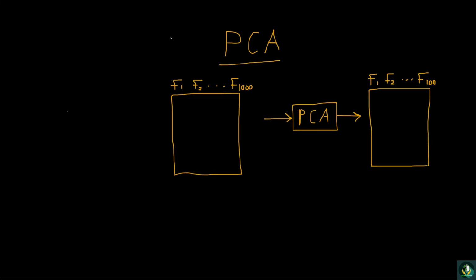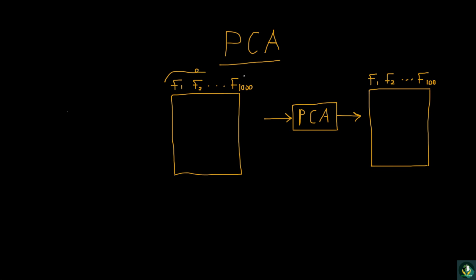Hi, in this lecture we will talk about PCA, Principal Component Analysis. Let's say that we have a data set with a large number of features, for example 1000 features. And we want to reduce our features to 100 features to make our model fast.